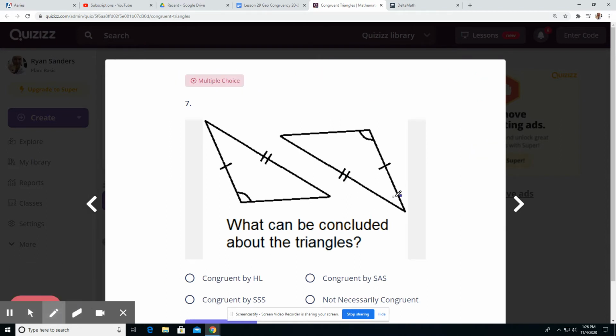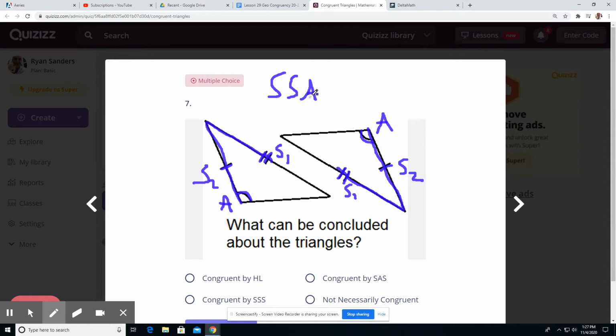What can be concluded about these triangles? Well, let's go ahead and do our same thing. Let's see which sides match. So we got a side that matches here. I'll call that side 1. As we go through, here's the next side that matches. That's a side 2 that matches. And then we have the angle that's matching here. So that's side, side, angle. Side 1 to side 2 to the angle.